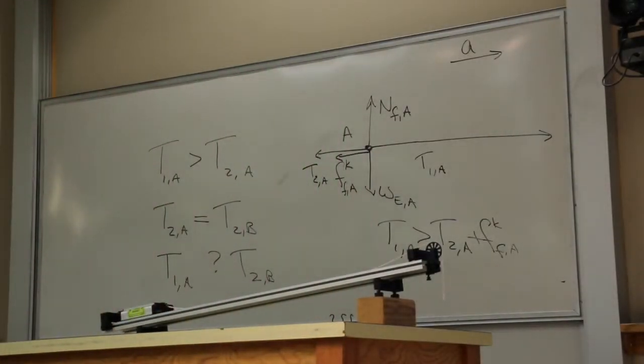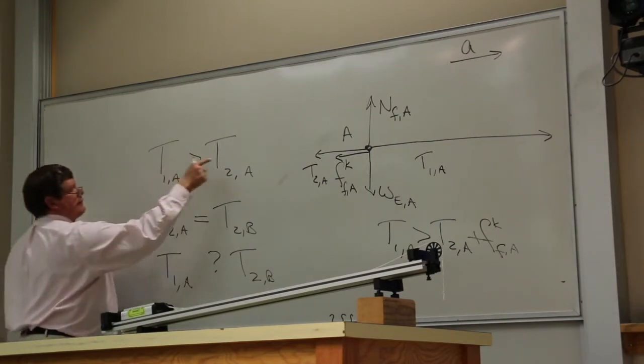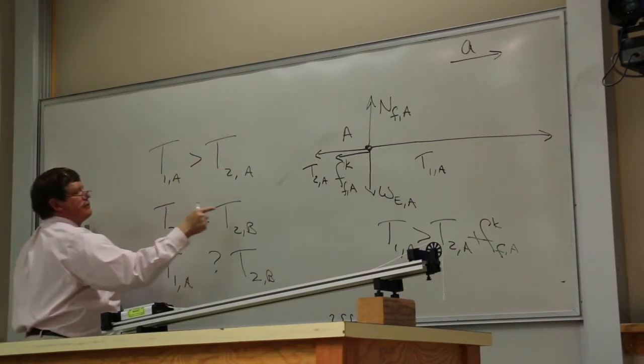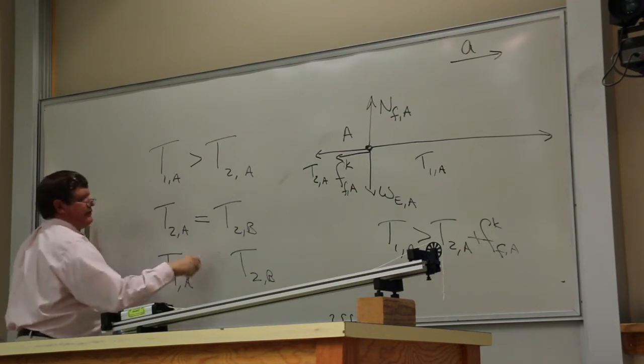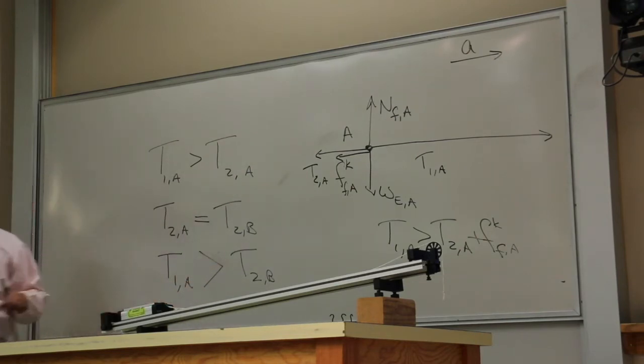Now, if this is bigger than that, and that is equal to that, then this has to be greater than that. So the tension in string 1 on book A is greater than the tension by string 2 on book B. So the correct answer is C. 35 of us got that.